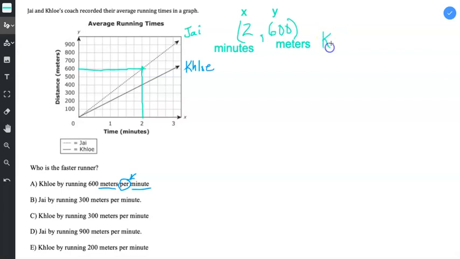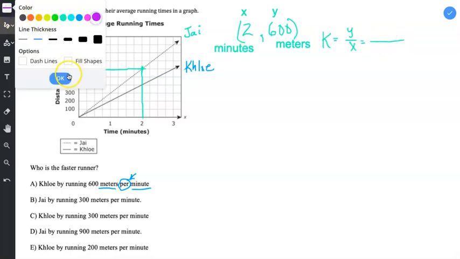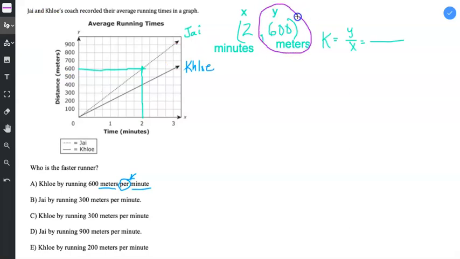My unit rate formula is K equals y divided by x. You will use this formula over and over again on the EOG, so you have to memorize this. K equals y over x. That is the unit rate formula. The first thing I'm going to fill in is the y value. The y value is 600 meters. I like to write the word per to go with this fraction bar. So I attach the per to the fraction bar, and then I need to figure out the x value.